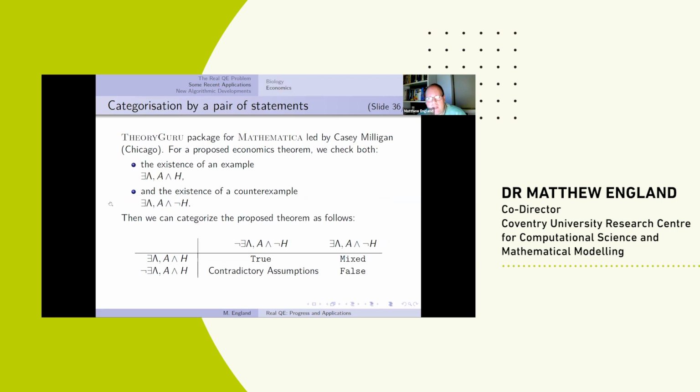So we have a package in Mathematica called Theory Guru. Theory Guru is essentially just a wrapper around Mathematica's normal real quantifier elimination package that tries to present it in a way that economists are familiar with. Economists present their assumptions and their hypotheses, and we then make two real quantifier elimination calls, and that allows us to identify which of those possible cases they're in. Either they prove something true, or maybe they've got some contradictory assumptions, or what they've proven is a mixture. Some of the hypotheses are true, but some aren't, but maybe we can identify which ones for them, or maybe it's hopeless and we can't do much at all.